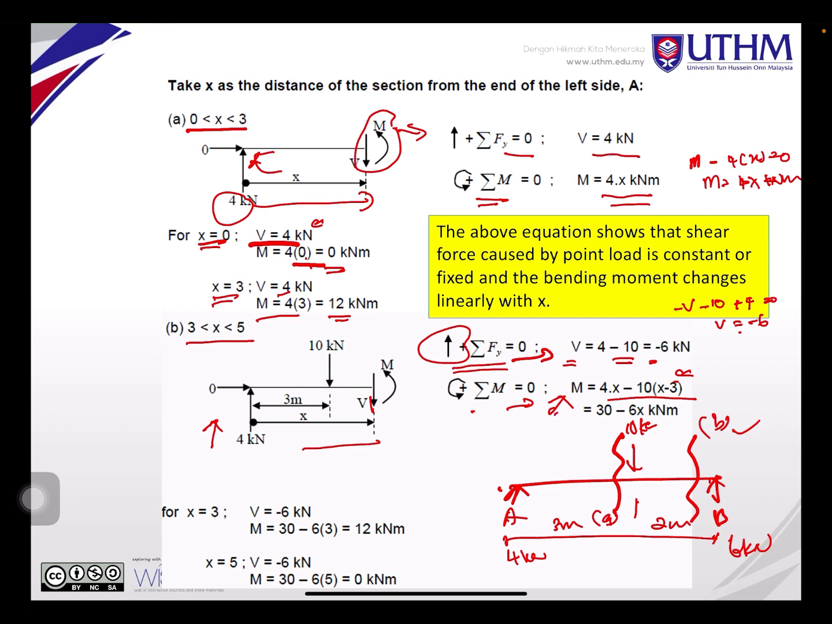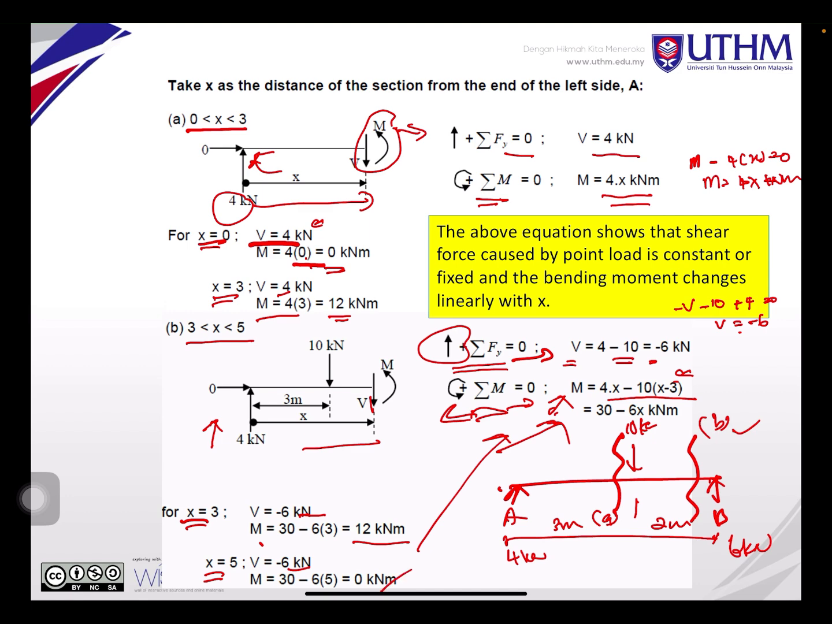So moment also the same thing. You are using this, and then you list out everything, you will get this. So you insert x equal to 3 and x equal to 5 using these two equations. You will get V is equal to minus 6 kilonewton, M is equal to 12 kilonewton meter. And at x is equal to 5, V is equal to negative 6 kilonewton because it's constant, and moment equal to 0 at x equal to 5.